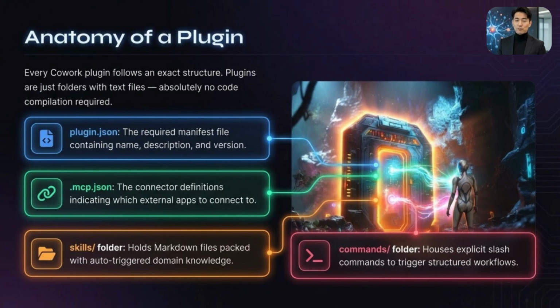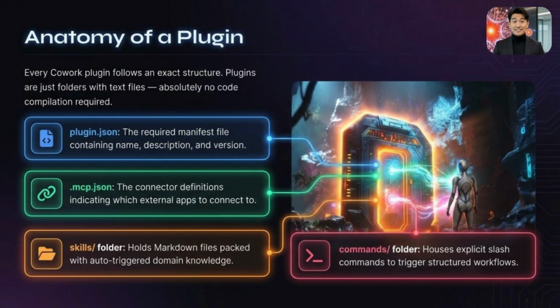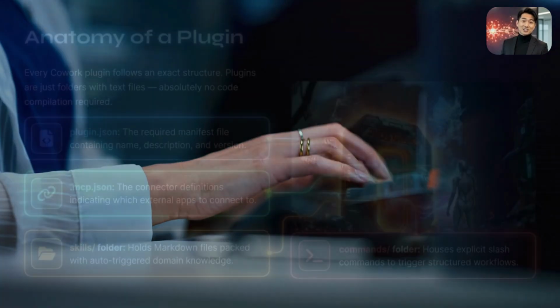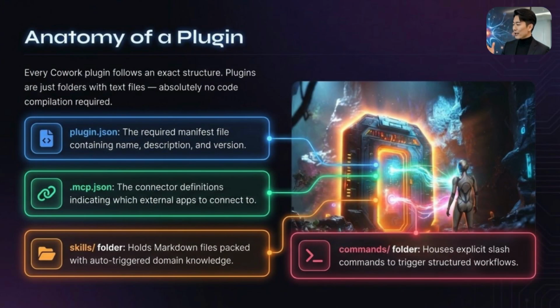So, what does a plugin actually look like under the hood? It's surprisingly simple. Every Cowork plugin is literally just a folder filled with text files. There is absolutely no code to compile. You have a plugin.json file which acts as the manifest. You have a mcp.json file that defines your connectors. Then you have two main folders: skills, which holds the auto-triggered knowledge markdown files, and commands, which holds the files for explicit /commands you type out. You could open and edit these in Notepad if you wanted to.